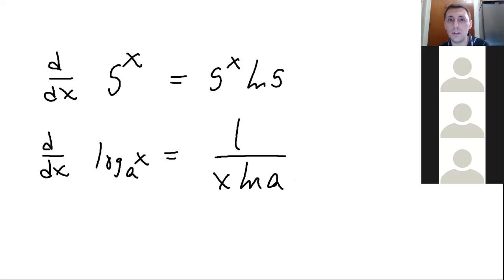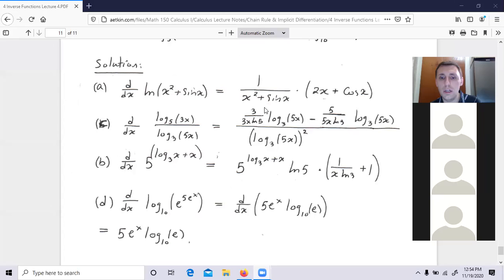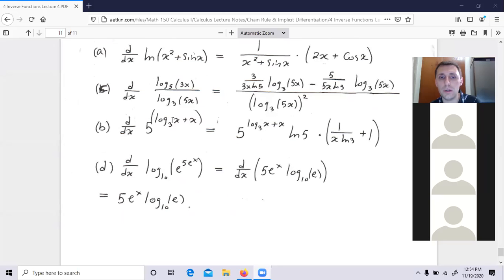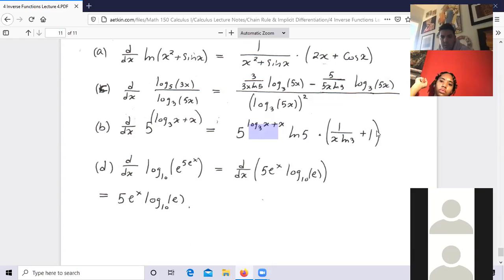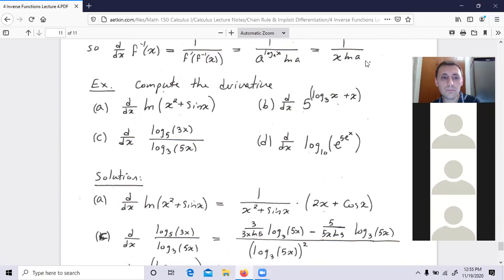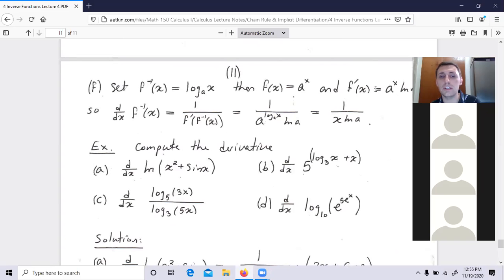Good. And so what do we get in the original question? In the original question, we have 5 log 3x plus x. So that's the power. So I take the derivative of the outer function, which is 5 to the power multiplied by ln 5. That's the derivative of the outer function. Then I multiply by the derivative of the inner function. The derivative of the inner function is 1 over x ln 3. That's the derivative of logarithm plus 1. Clear? Yes. Good. Good. Now calculate the derivative for c, please. C.